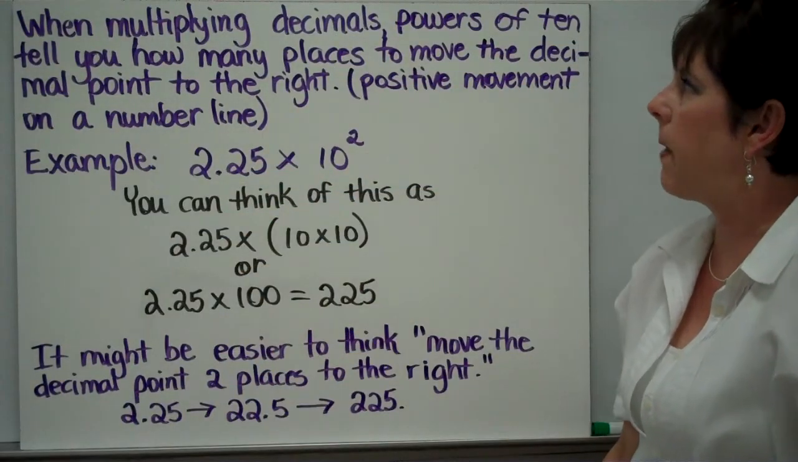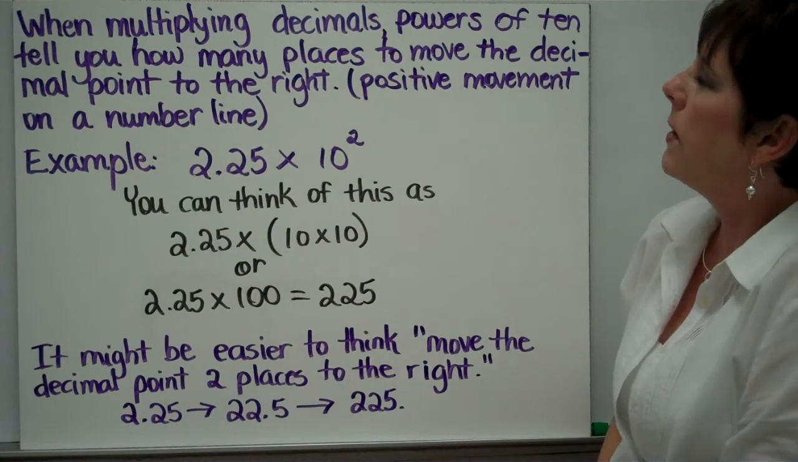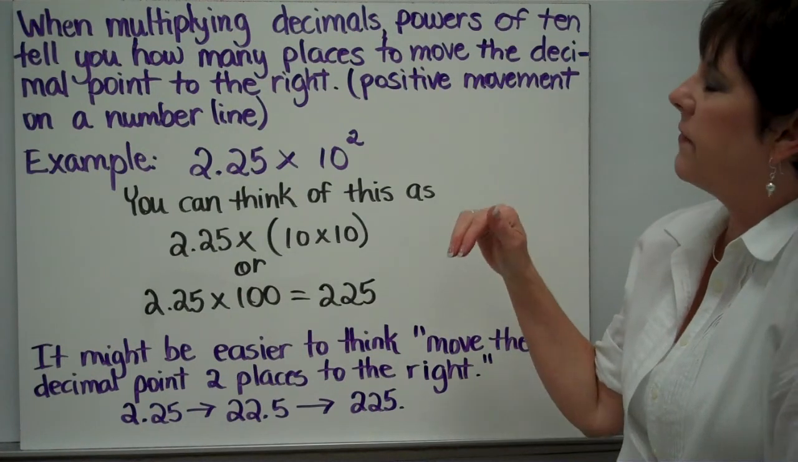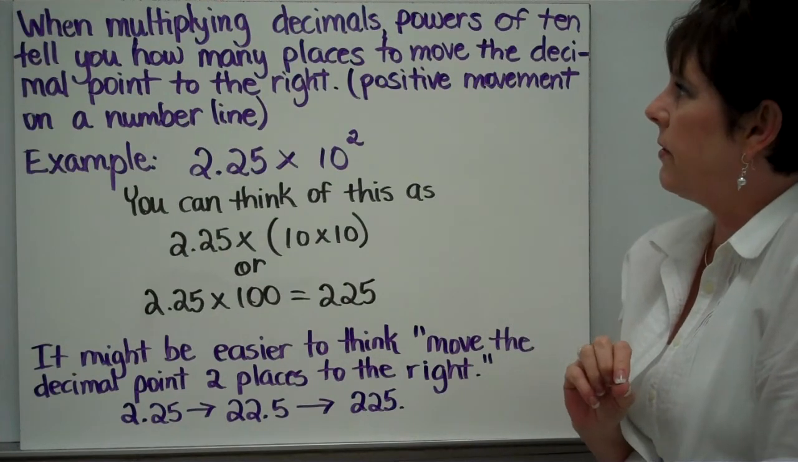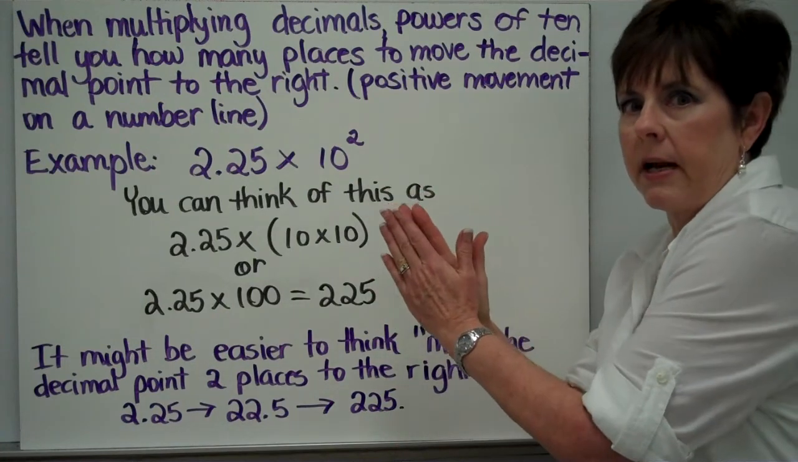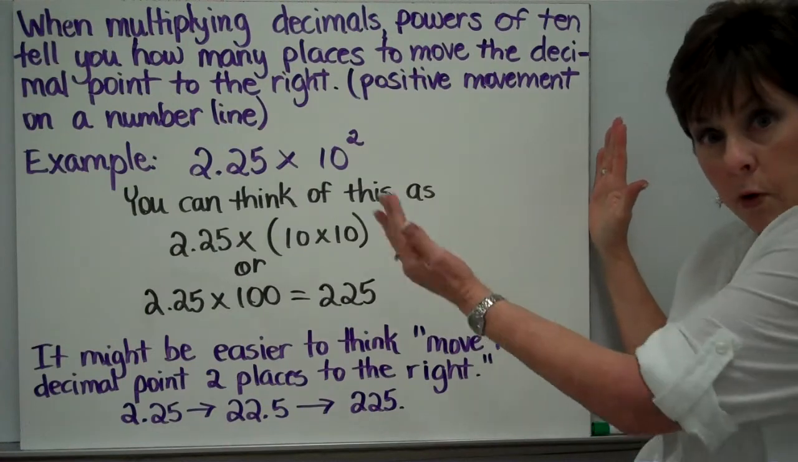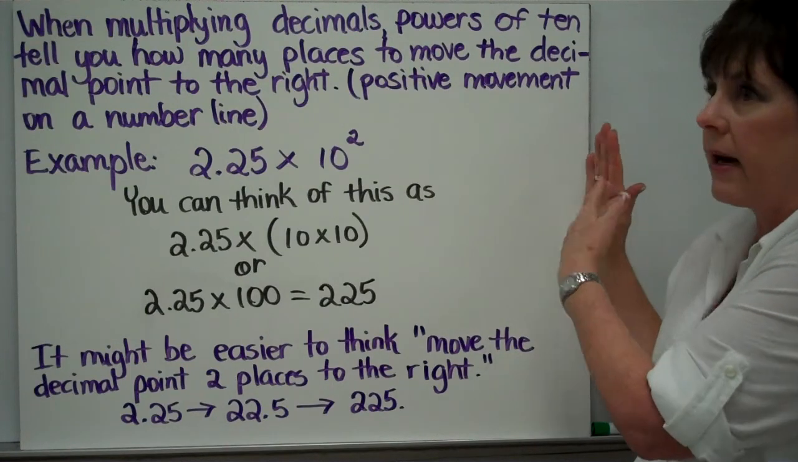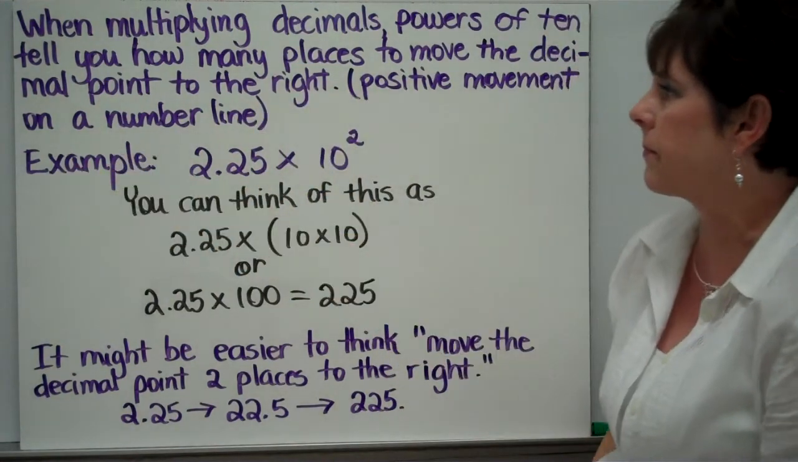Now, when you're multiplying decimals, so far we kind of looked at whole numbers. When you're multiplying decimals, the power of 10 tells you how many places to move the decimal point to the right. Positive movement on a number line. Whenever you're looking at a number line, anything positive, or going forward, goes to the right on the number line, whereas negative movement would go to the left, the opposite direction.